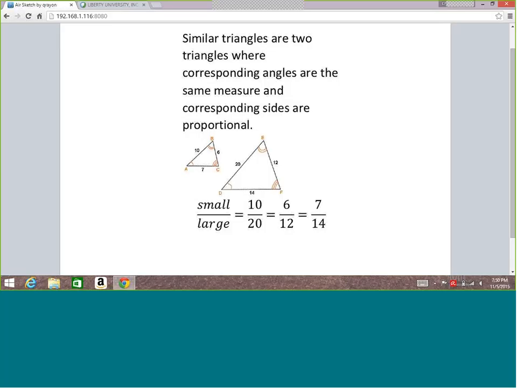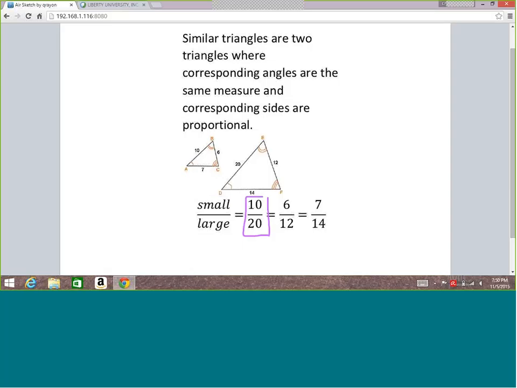Now, when I say that corresponding sides are proportional, that means you can write out an equation, because a proportion is where ratios are equal. What I did with the corresponding sides is I wrote my ratios as small triangle to large triangle. And so 10 and 20, those are corresponding sides because when I blew the triangle up, the 10 turned into a 20. And there's the 10 and the 20 right there.